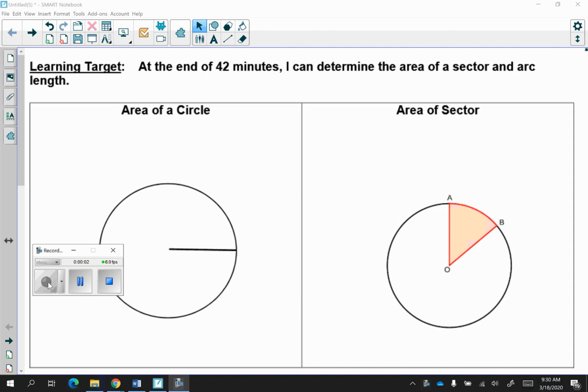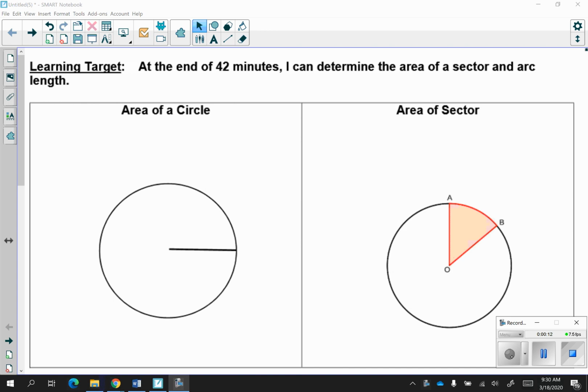Hi everybody. Today we are going to review area of the sector and arc length. So let's talk about area of a circle first. What do we need to know about area of a circle?